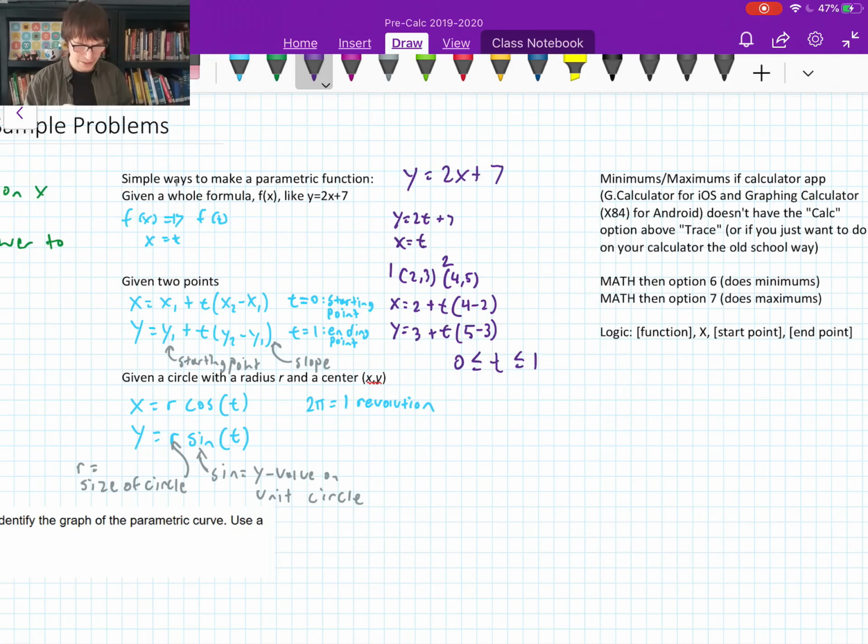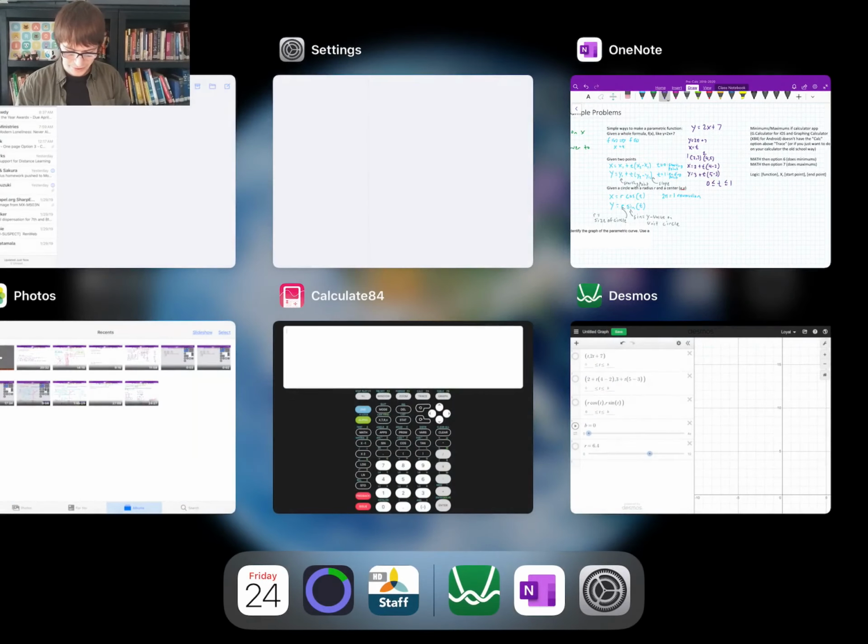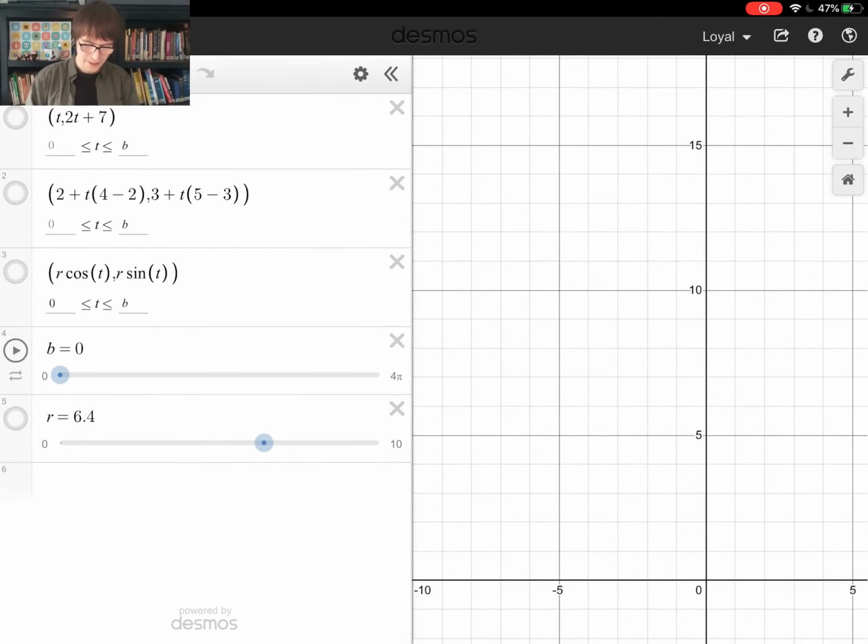Okay, before I go to the next one, I feel like we've got a lot in our head right now. Let's go over to Desmos so we can see how this all works out. Let's start with the first one, the 2x plus 7. So what I've done on the left side, this is the graph.